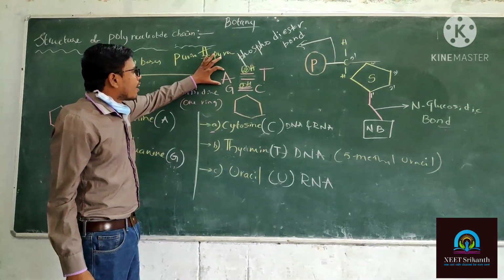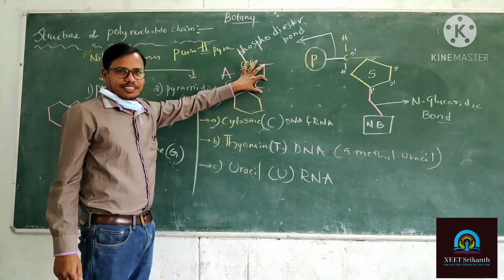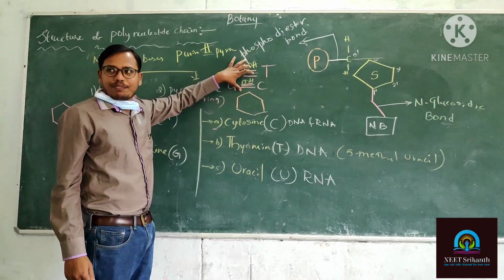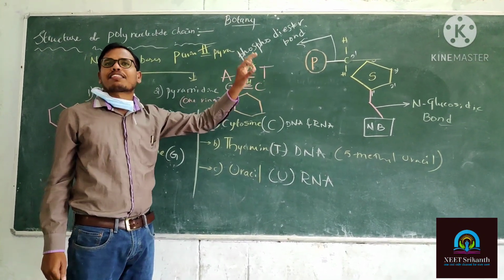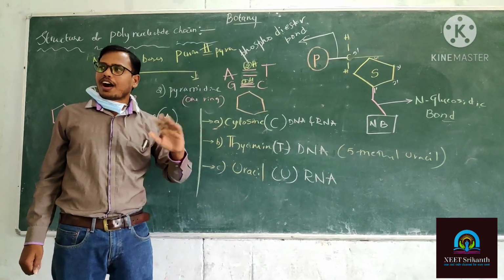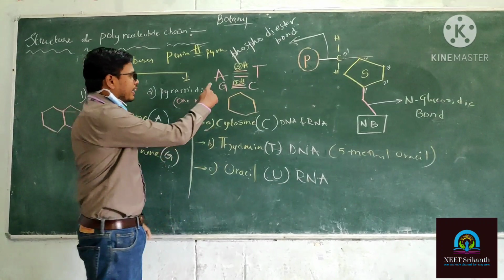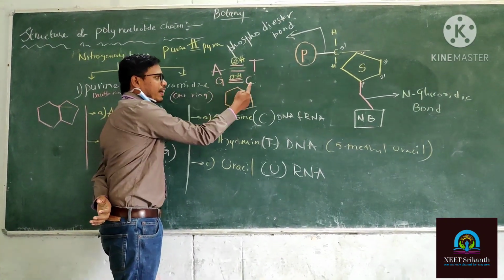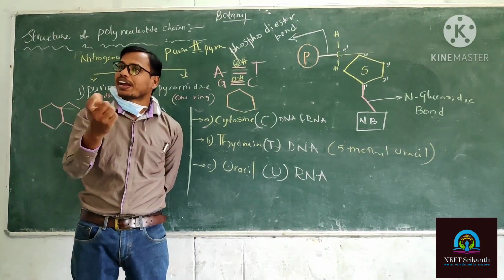Now here, adenine binds with thymine, guanine binds with cytosine. Okay? So this type of bonding is nothing but complementary base pairing. Adenine binds with thymine, guanine binds with cytosine. It is called as complementary base pairing.